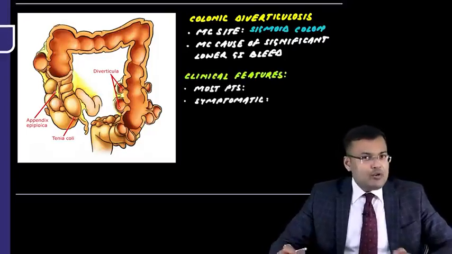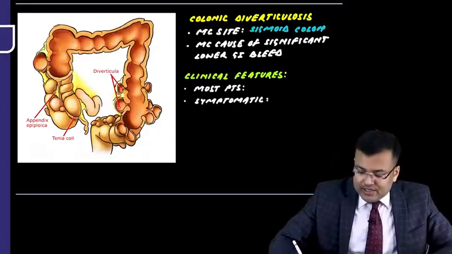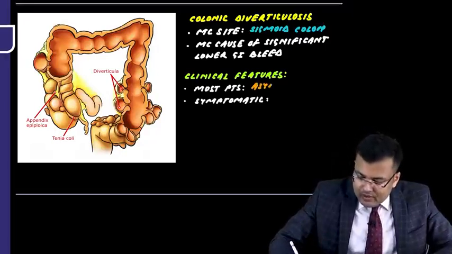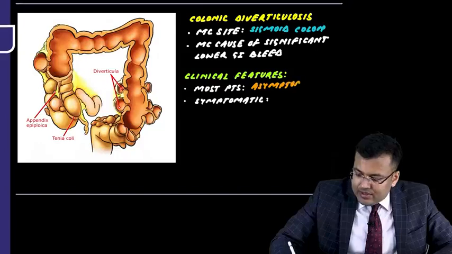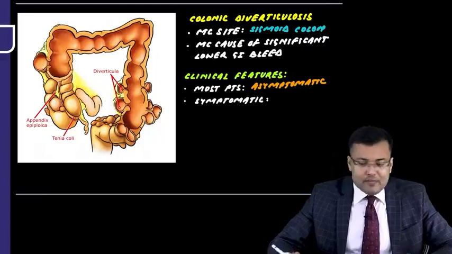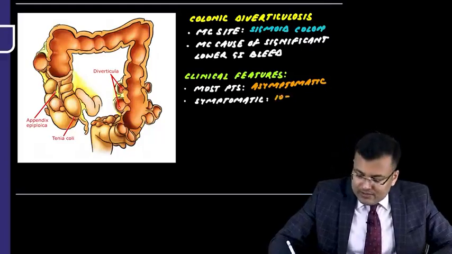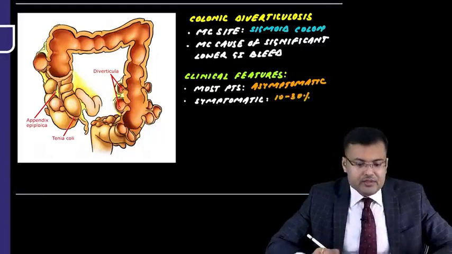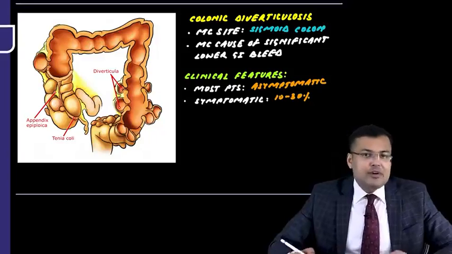Most patients who are having colonic diverticulosis are asymptomatic. Only 10 to 30% of patients are symptomatic. And why are patients symptomatic? Because of complications. So what percentage of patients are symptomatic? Only 10 to 30%, and these patients are symptomatic because of complications.